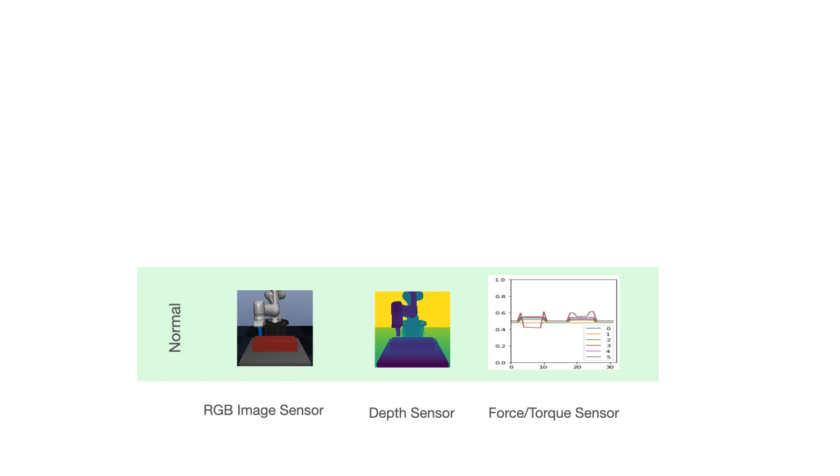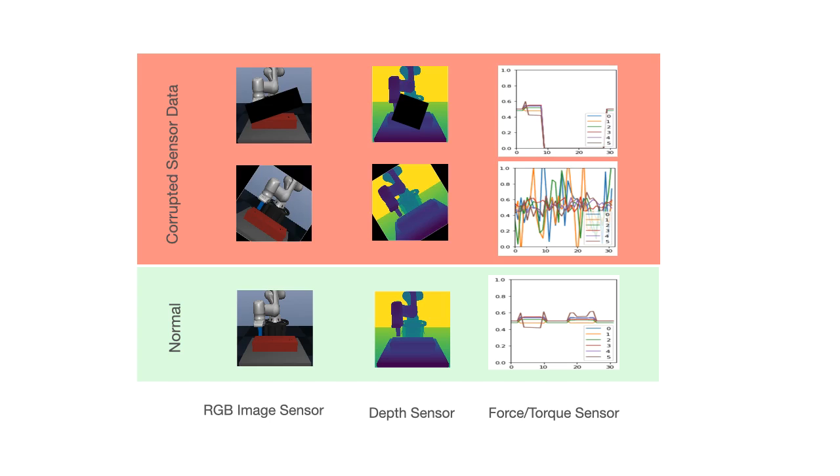In robotics, different sensor data can become corrupted during deployment. Assuming that only one sensor can be corrupted at a time, we introduce our novel method, Cross-Modal Compensation Model, or CCM. CCM can compensate for corrupted sensor inputs in 3 steps.